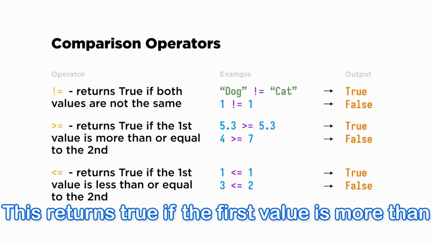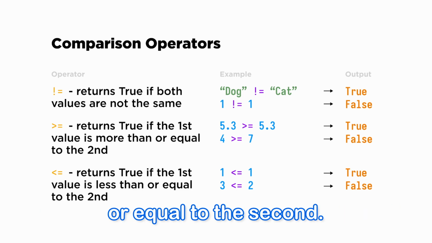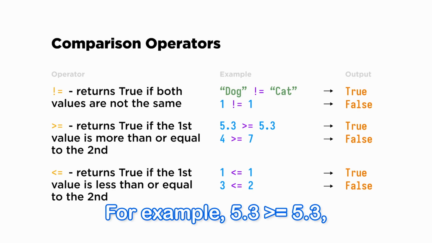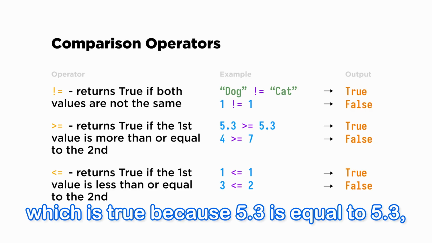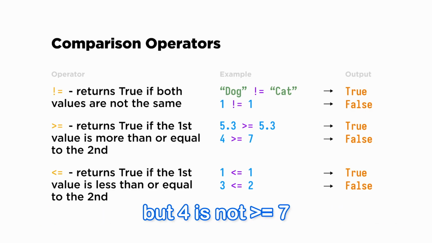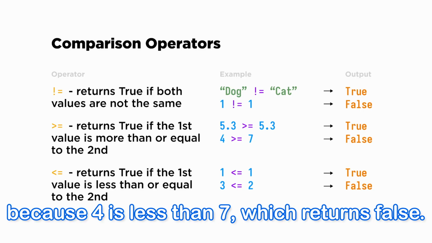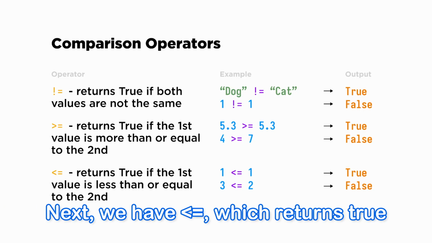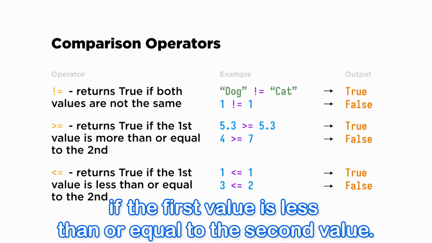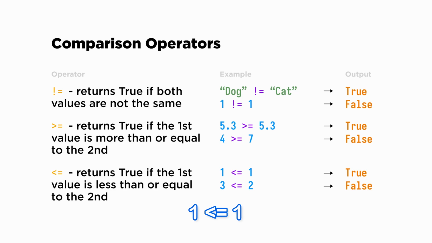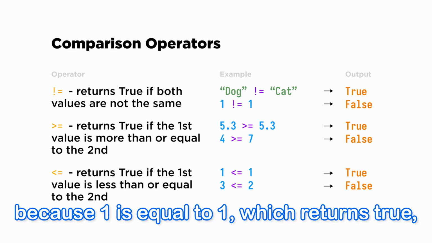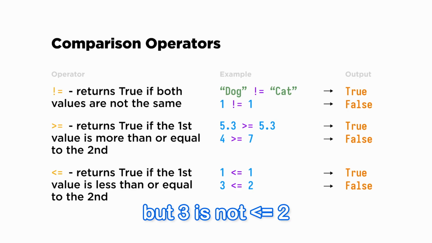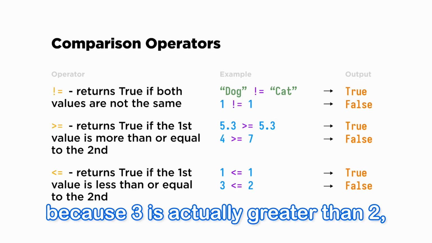This returns true if the first value is more than or equal to the second. For example, 5.3 is greater than or equal to 5.3, which is true because 5.3 is equal to 5.3. But 4 is not greater than or equal to 7 because 4 is less than 7, which returns false. Next, we have less than or equal to, which returns true if the first value is less than or equal to the second value. 1 is less than or equal to 1 because 1 is equal to 1, which returns true. But 3 is not less than or equal to 2 because 3 is actually greater than 2, which returns false.